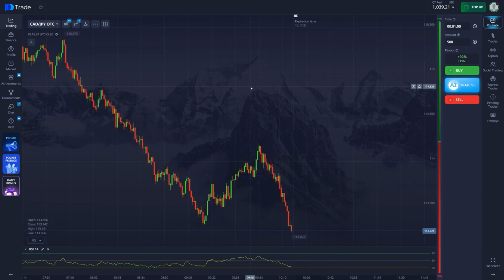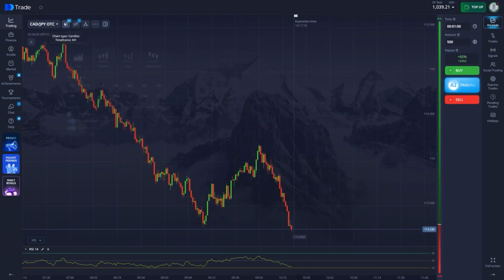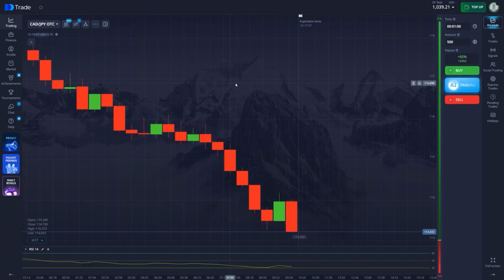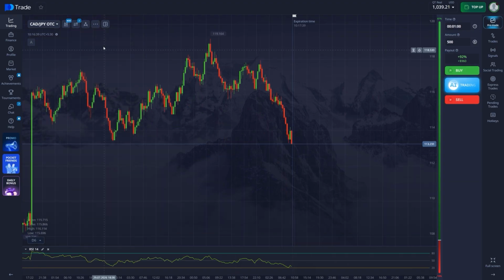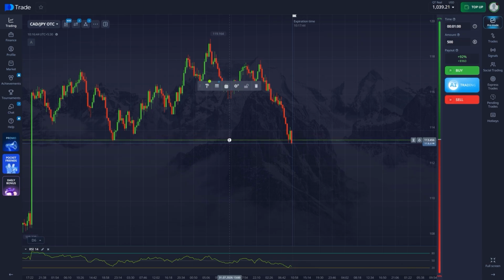Okay, for our next trade, CAD/JPYOTC looks interesting. Before taking any trade, I am marking the important support area. The market has moved downward toward this zone, and RSI is also approaching the oversold region. This gives us a potential reversal setup.